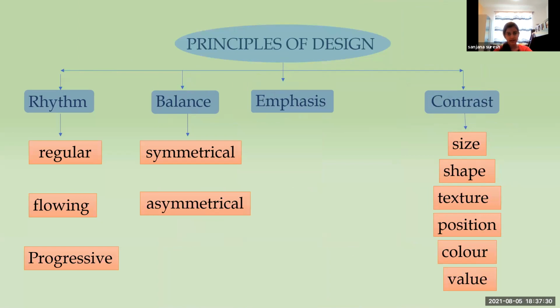Then principles of design, it is divided into 4: rhythm, balance, emphasis, and contrast. Rhythm is divided into 3: regular, flowing, and progressive. Balance is divided into 2: symmetric and asymmetrical. Then emphasis, then contrast is divided into 6: size, shape, texture, position, color, and value.